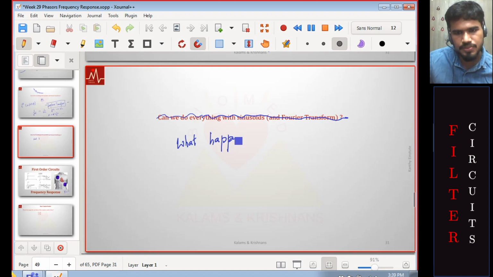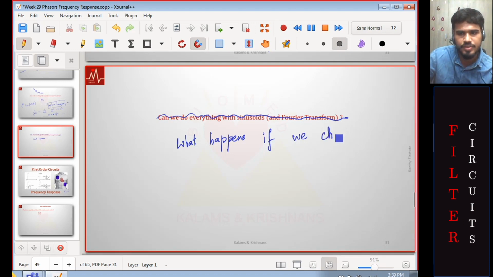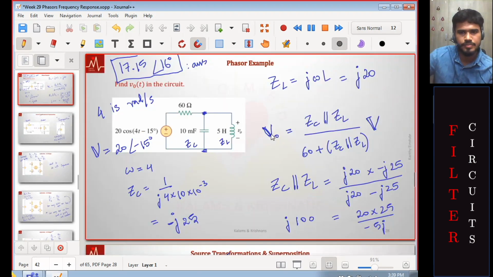What happens to, what happens if we change omega? We have been looking at one omega. What happens if we change omega? That is, take this example.